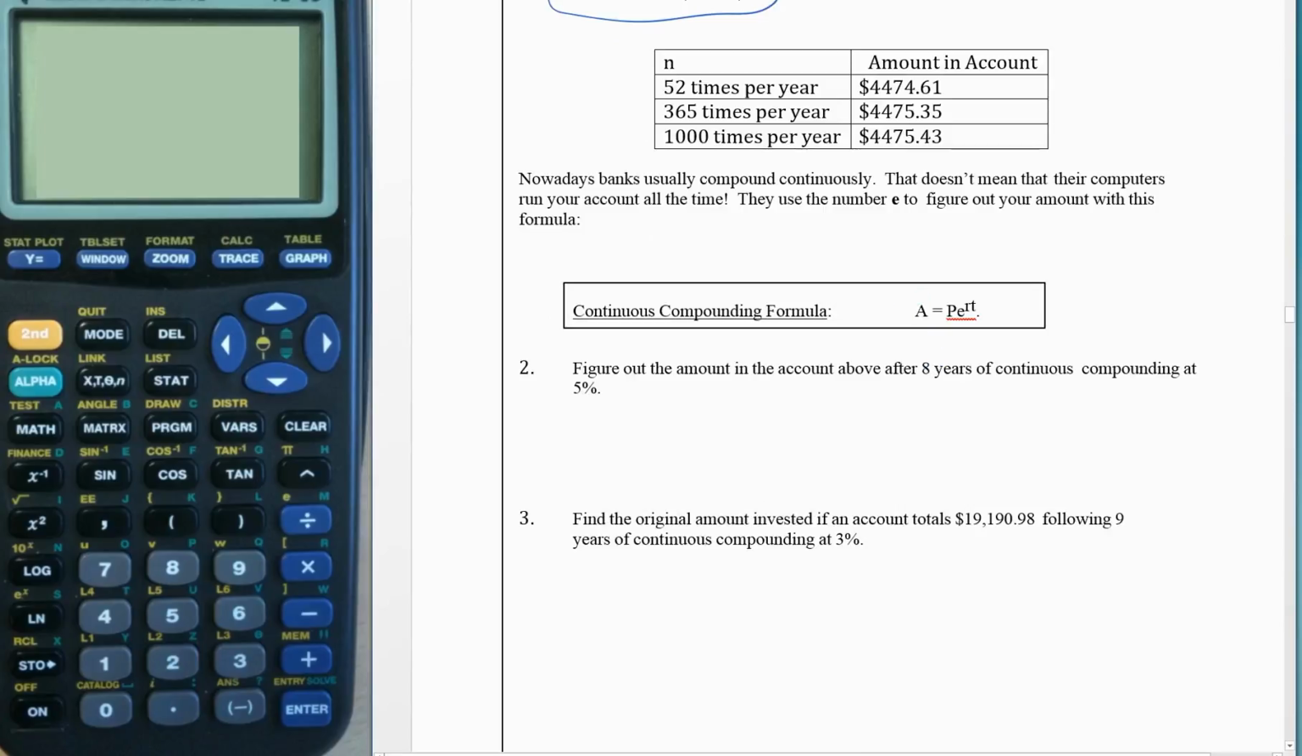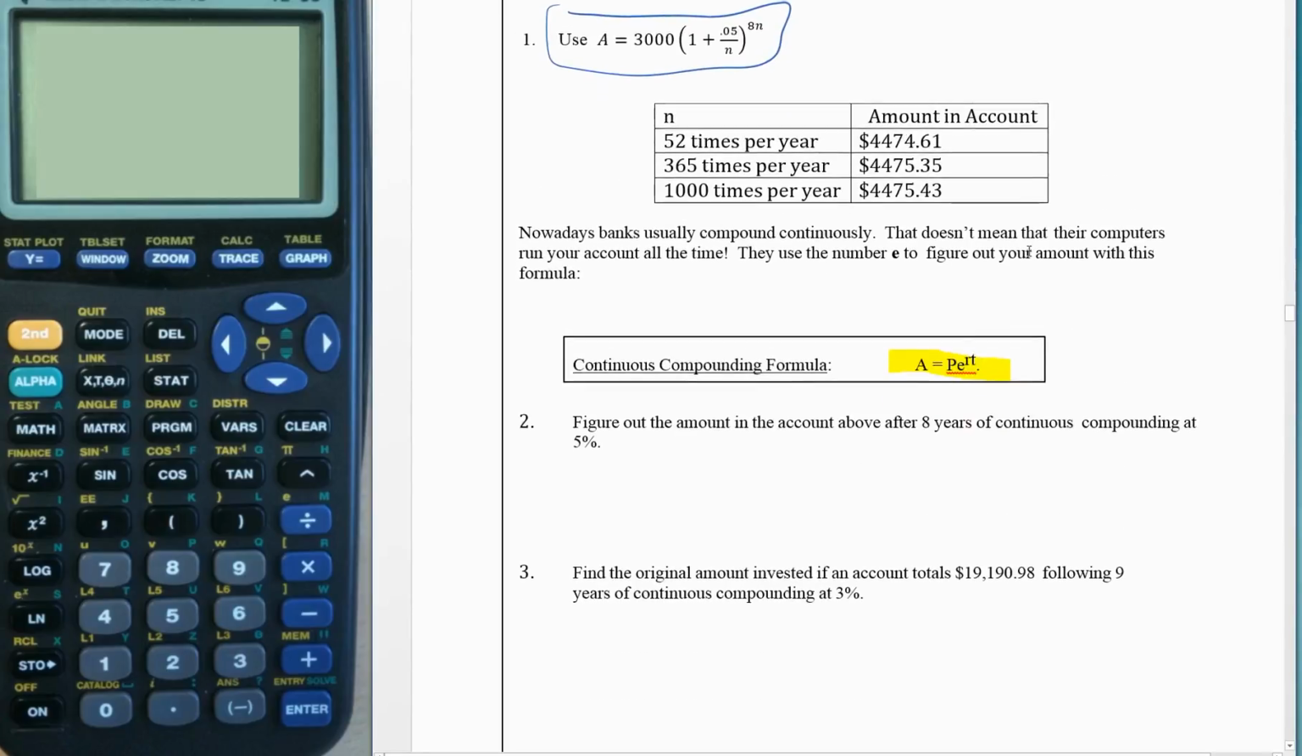And our formula for compound interest is A equals Pe^(rt). And you'll notice what we don't need anymore is the n, how many times we're compounding it. Okay, so we have P is still our principal and r is still our annual interest rate. So number 2 here says, figure out the amount in the account after 8 years of continuous compounding at 5%. So how much do we start with?